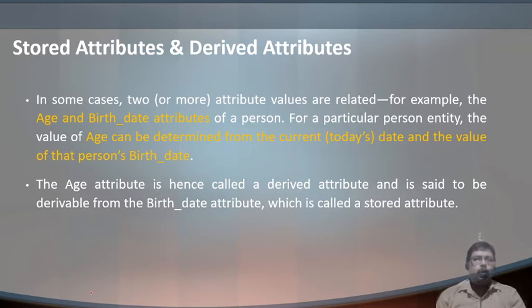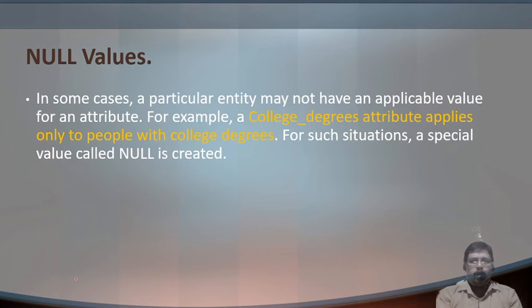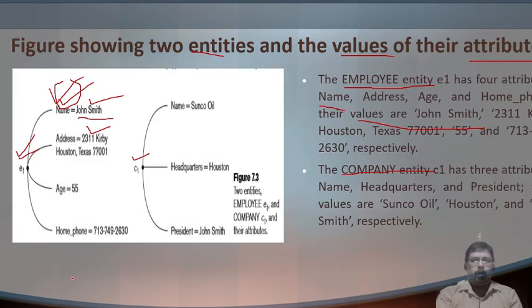Similarly, we can have stored and derived attributes. Here in some cases, two or more attributes are related. For example, the age and date of birth attributes of a person. Here sometimes what happens, suppose you want to calculate the age. Usually what happens is, I will just go back to the table. I want to go back.